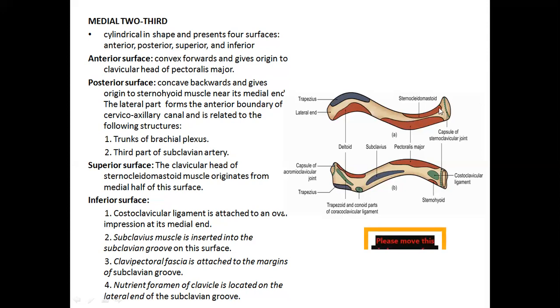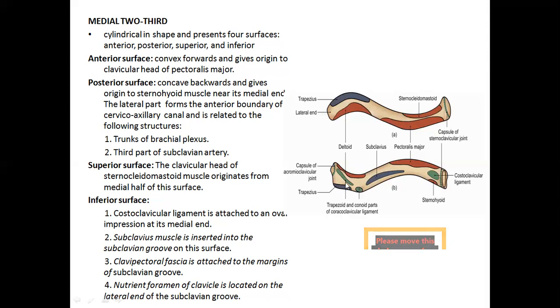Now coming to the superior surface. This is the clavicular head of the sternocleidomastoid, which originates from the medial half of the superior surface. This whole thing is sternocleidomastoid.